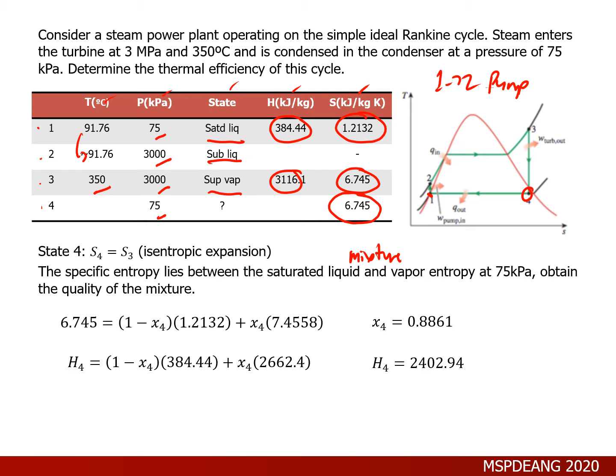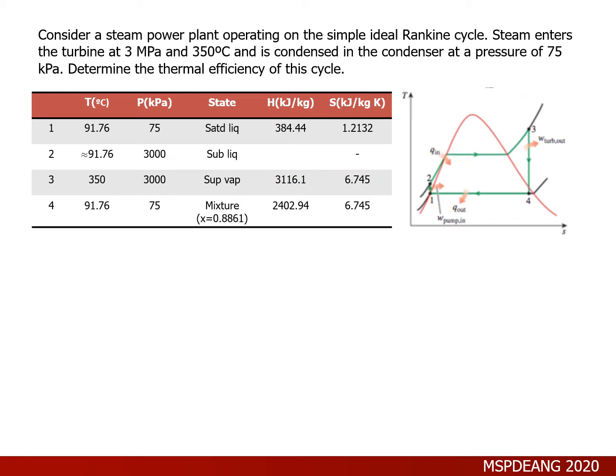So again, for succeeding exercises, take your steam tables out and try to calculate the values that are being shown in this video. With this, we can now update our table, fill out the specific enthalpy of state 4, the temperature of state 4, which is the saturation temperature at 75 kPa, and the state, which is at 88.61% vapor quality. So we are done with state 4. Let's now proceed to state 2.